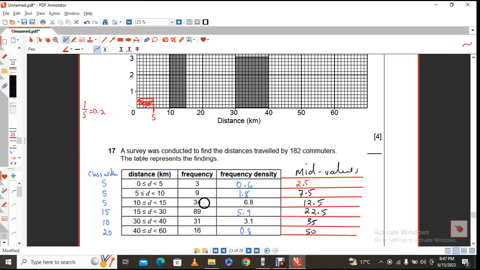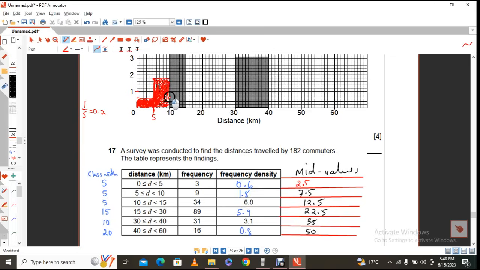The next one, from 5 to 10, is 1.8. So that is 0.2, 0.4, 0.6, and 1.8 is over here. And that is the next one, so the one that I have to complete. Obviously you can use your pencil nicely. Just make sure that you have your bars nicely drawn.